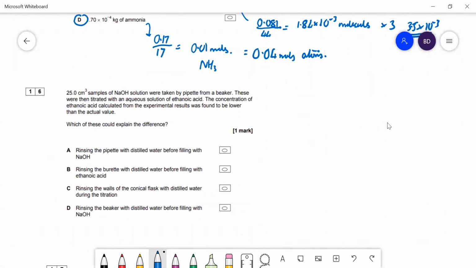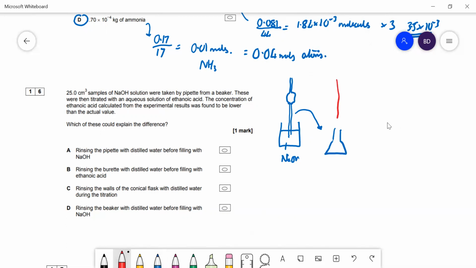Okay, this one is about titration technique. Right, so you're going to get NaOH in a beaker, and you're going to pipette that out and put that into a conical flask, and then titrate that against ethanoic acid. Right. The concentration of the ethanoic acid calculated from the experiment result was found to be lower than the actual value. Okay, so what could explain this?